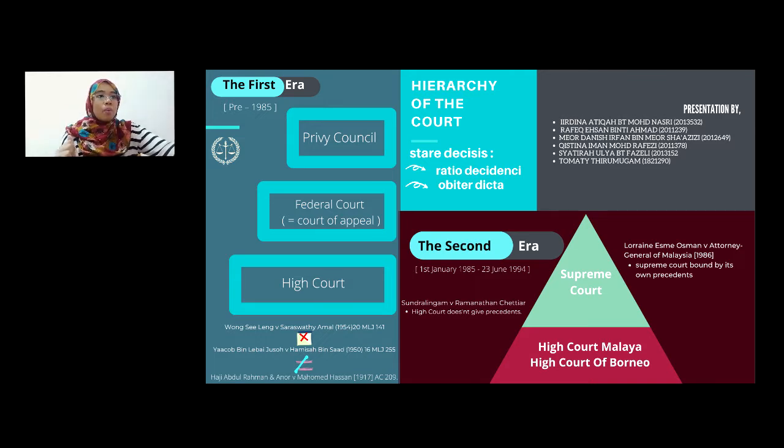In the second era, we have the Supreme Court. So the Supreme Court here would bind the other two courts, which are the High Court of Malaya and the High Court of Borneo. It's as simple as that. The thing still goes on, nothing changed. The upper courts would bind the lower courts. So it is similar to the third era that we are in today.